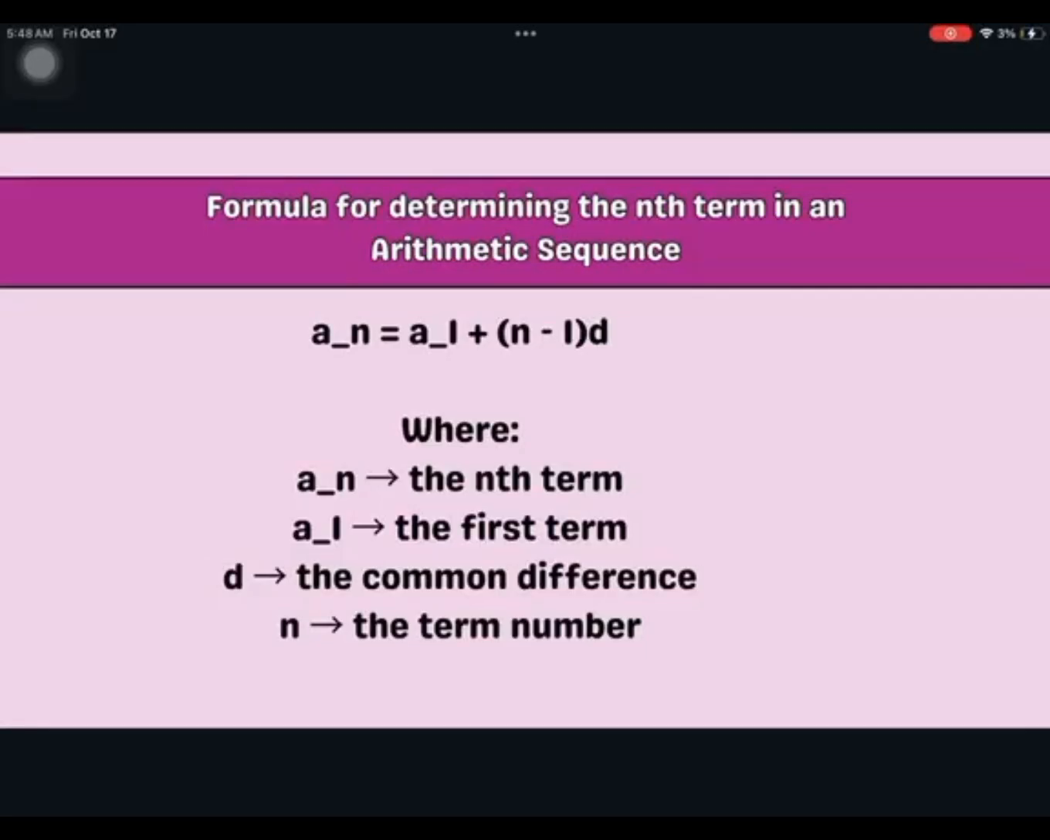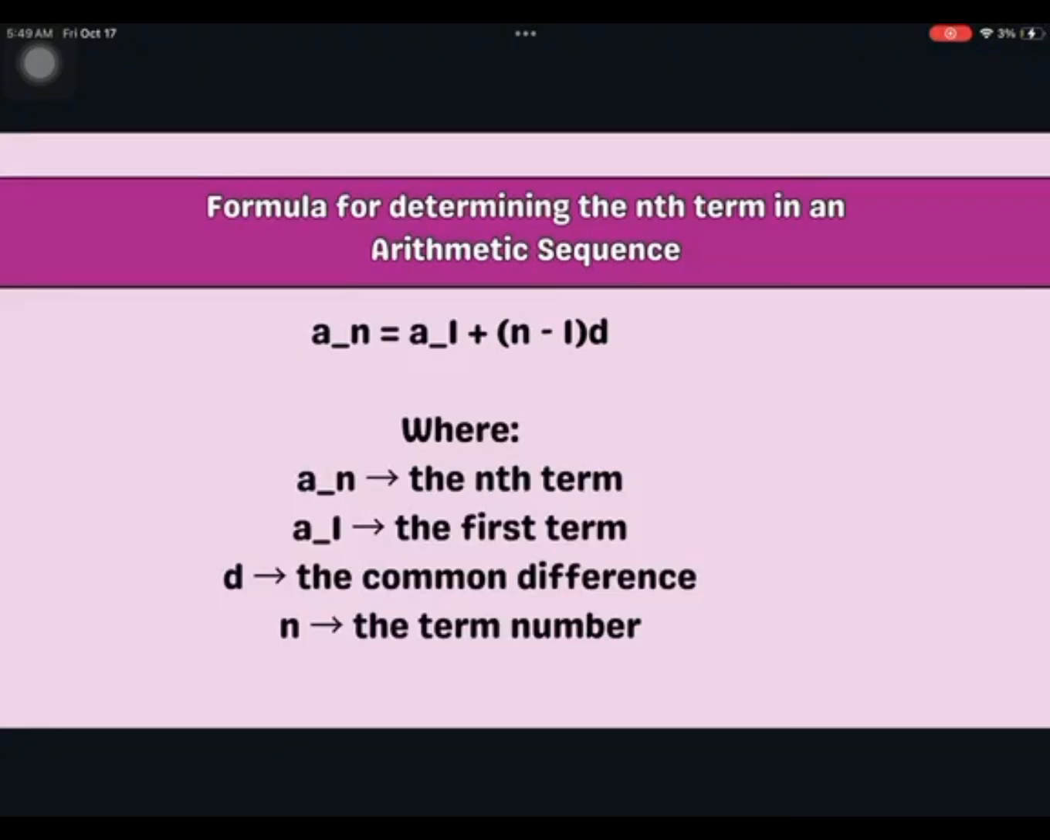Now, I'll be teaching the formula for determining the nth term in an arithmetic sequence. So the formula is a sub n is equal to a sub 1 plus the quantity n minus 1 times d, where a sub n is the nth term, a sub 1 is the first term, d is the common difference, and n is the term number. So basically, a sub n represents the value of the nth term, meaning the specific number we want to find at the nth term position in the sequence.